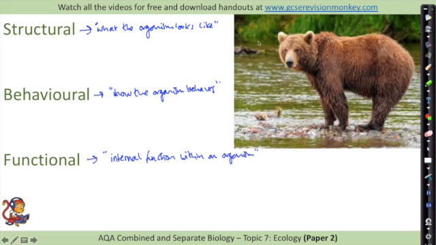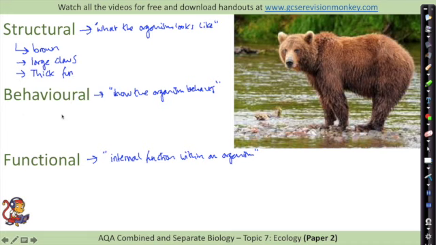So for example, if we look at this bear over here, anything structural might be things such as its colour. So the fact that it's brown could give it an advantage for camouflage within the woodland. It could be the fact that it has got large claws to catch the fish. It could be the fact that it has thick fur, for example. Anything associated with how that organism lives.